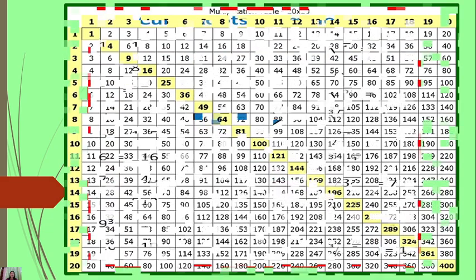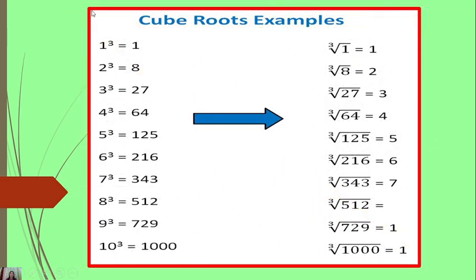Next, I also have cube root examples. Let's say 1 is a perfect cube because 1 raised to the third power, or 1 cube, is 1. 1 times 1 times 1 is 1. 2 cubed: 2 times 2 times 2 is 8. We have 3: 3 times 3 is 9, times 3 is 27. So in the radicals, the cube root of 1 is 1. The cube root of 8 is 2. The cube root of 27 is 3. And so on and so forth.